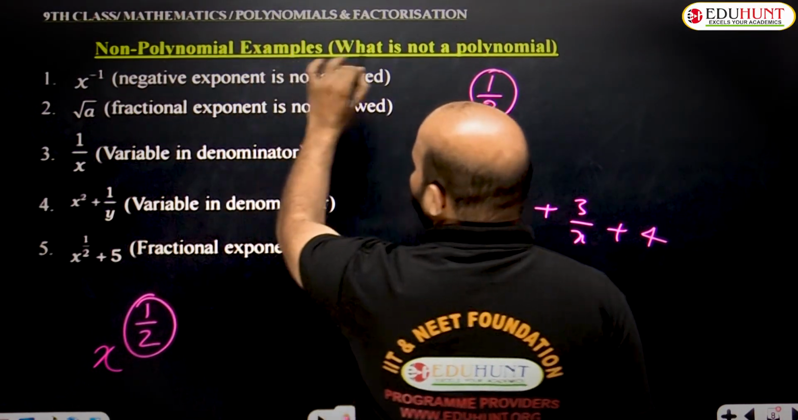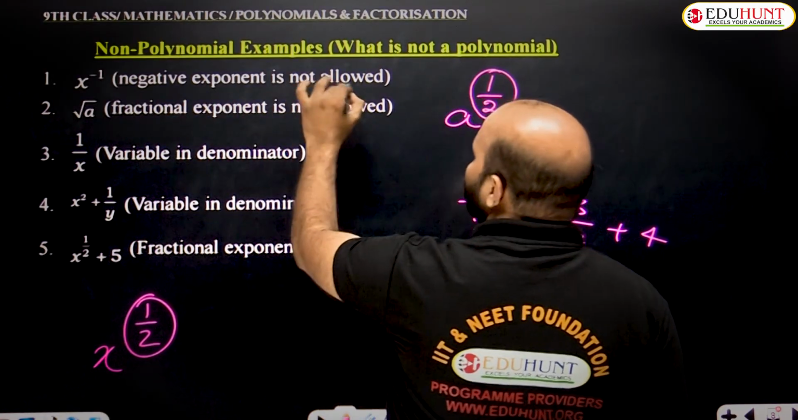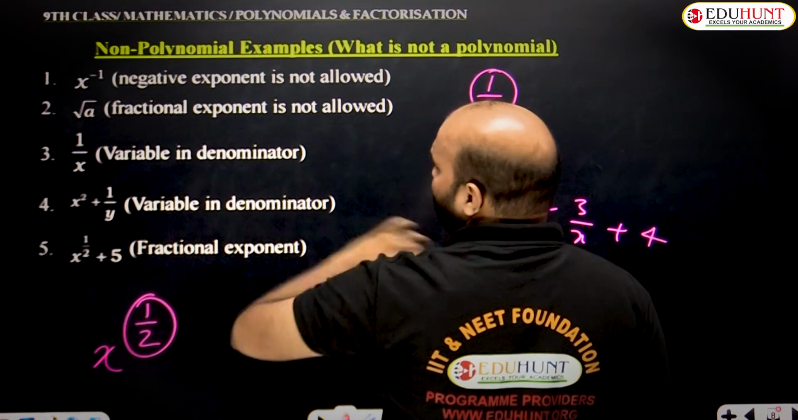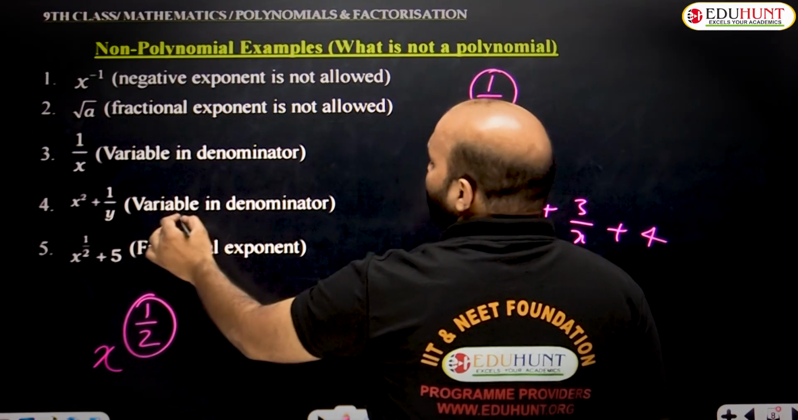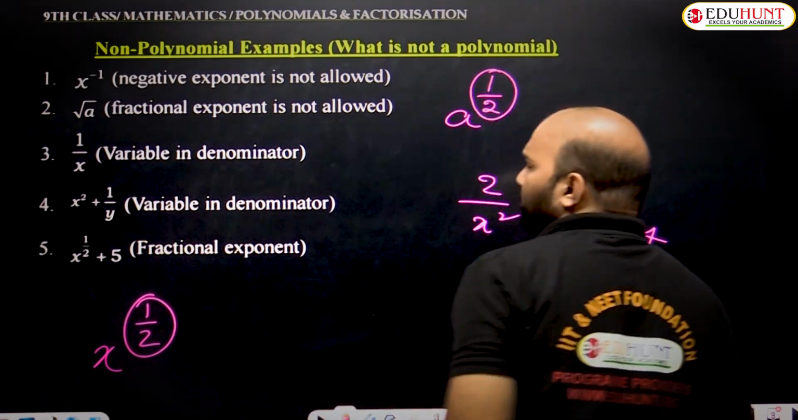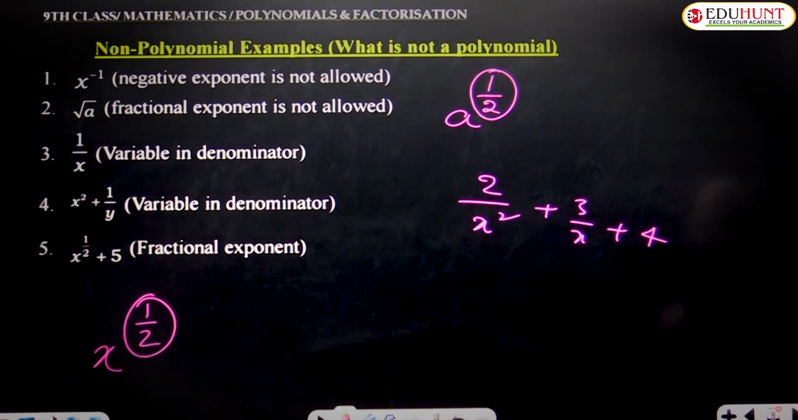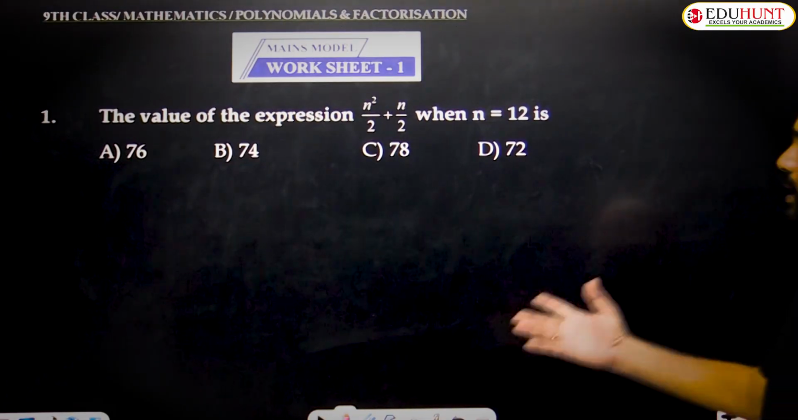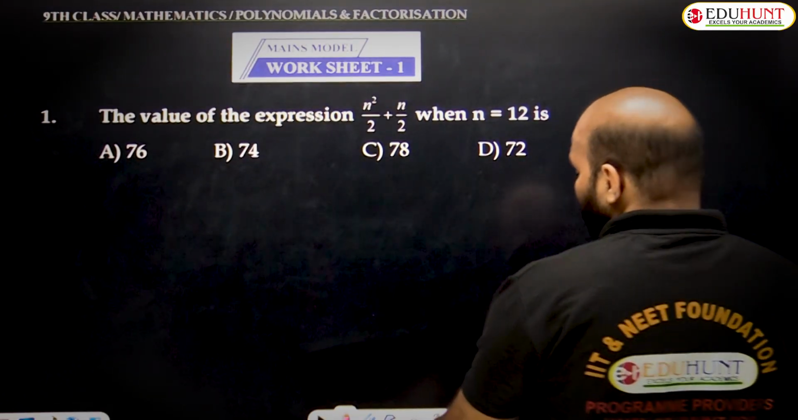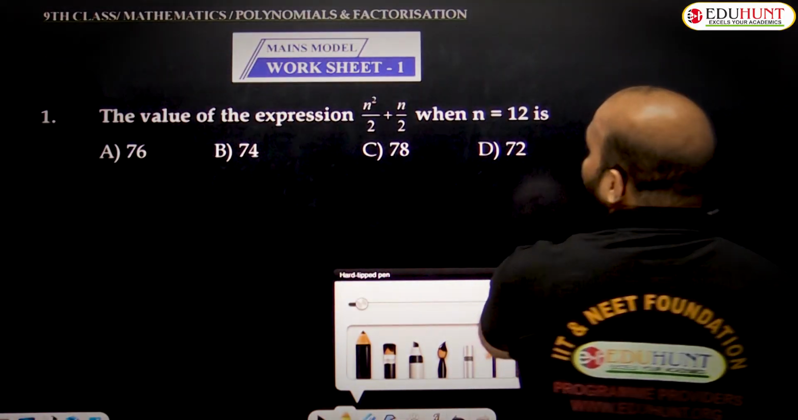So for non-polynomials: a negative exponent is not allowed, a fractional exponent is not allowed, a variable in the denominator is not allowed. Am I clear? This is a very important point. Let's go to question worksheet number 1, the Mains model worksheet number 1.